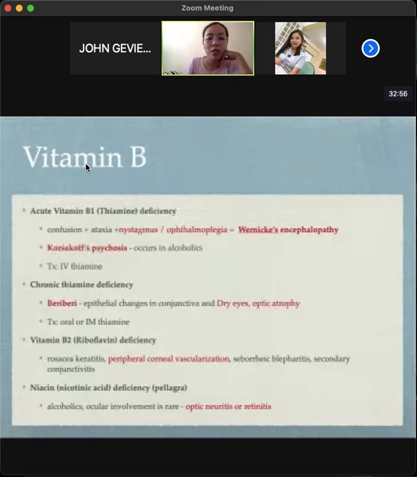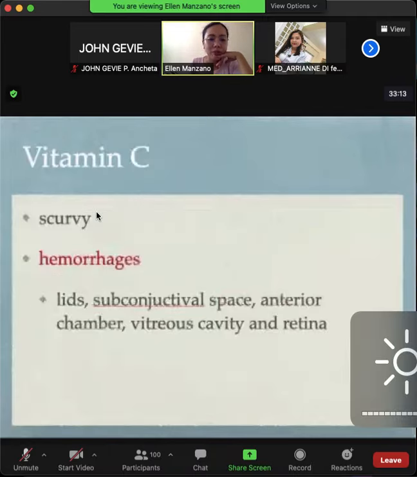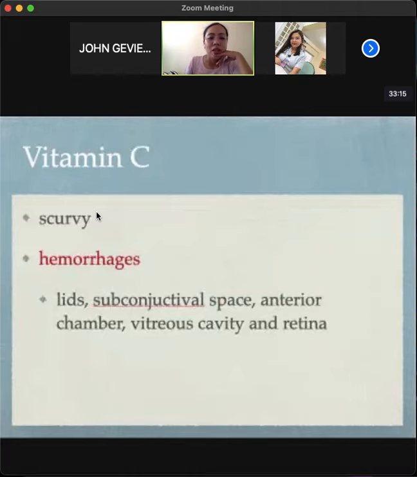So vitamin B is important to what structure of the eye? Particularly what? The retina or the optic nerve? Yes, so scurvy or vitamin C deficiency is seen in the eye, particularly having hemorrhages. So vitamin C is important in clotting factors.